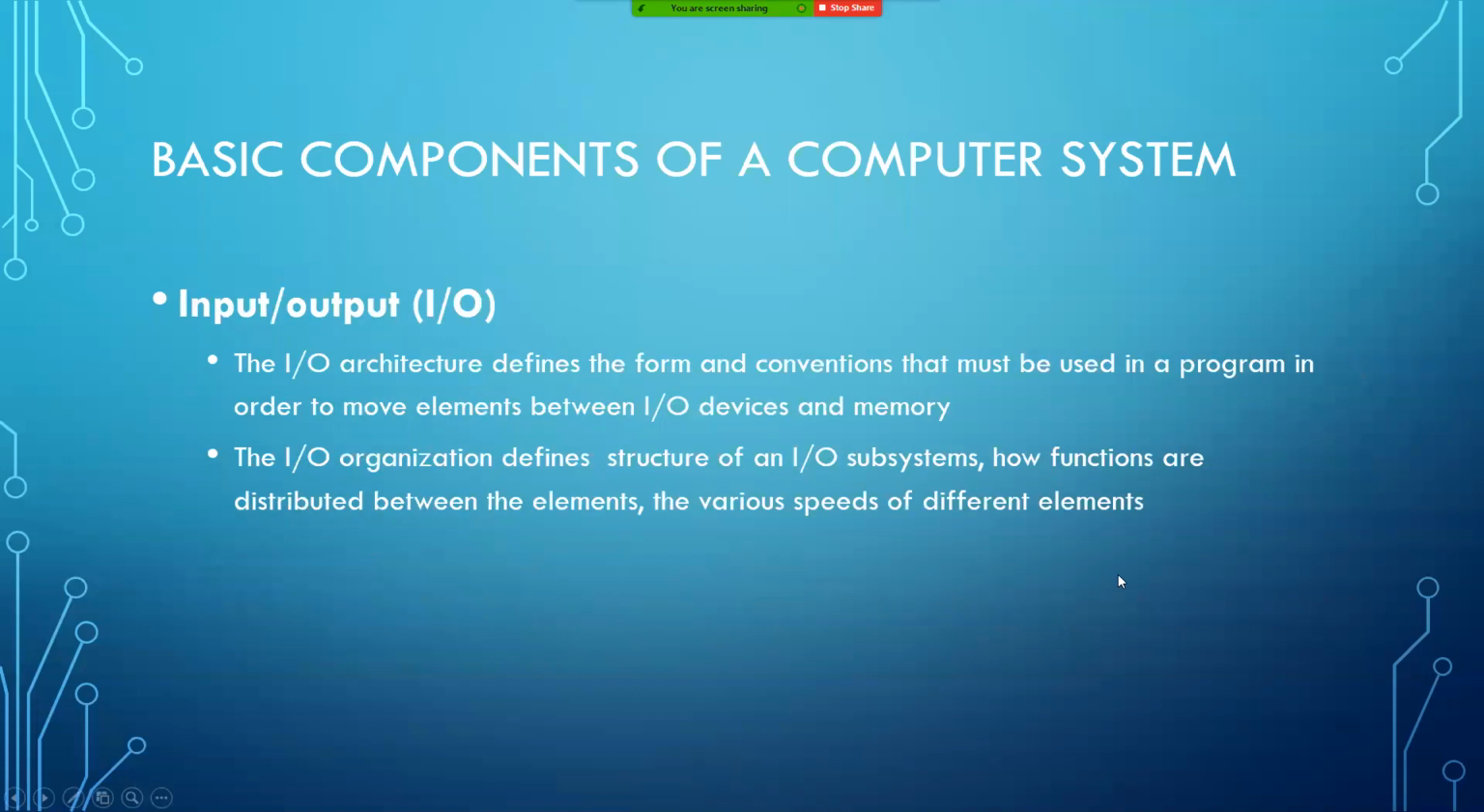The last part is input output. Without input output, the memory cannot have the data. Without it, the processor cannot give the result to someone so that it can be seen by the user, and the user cannot interact with the processor. So input output is one of the important parts of our full computer system. The slide says the input output analysis defines the structure of a subsystem, how the functions are distributed between elements, and the various speeds of different elements.